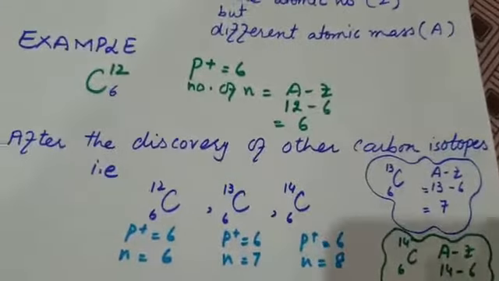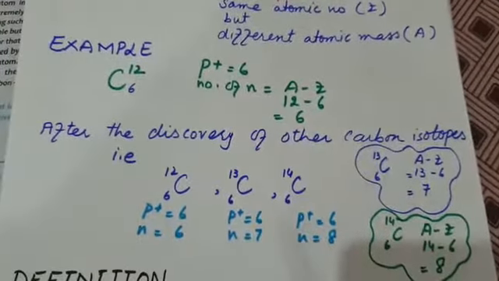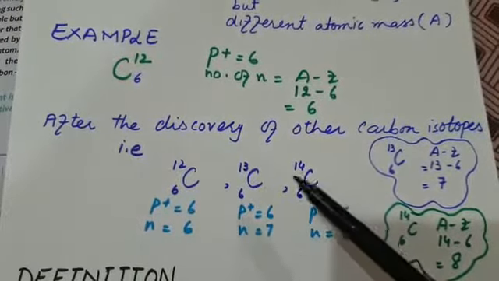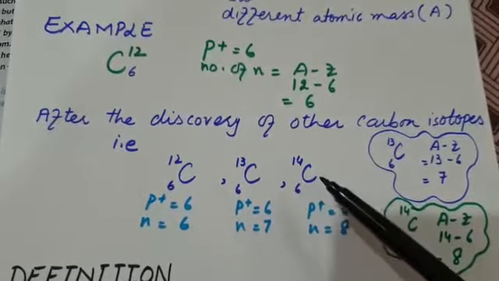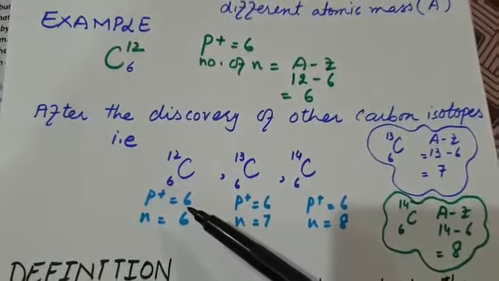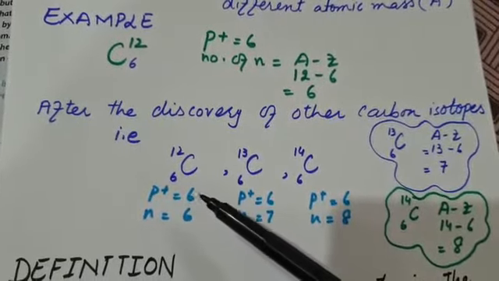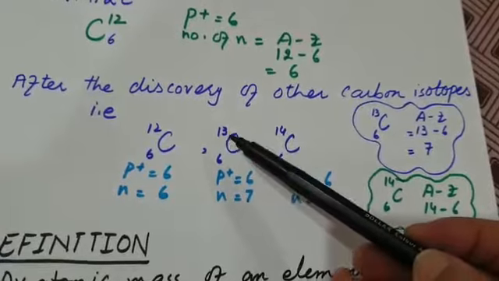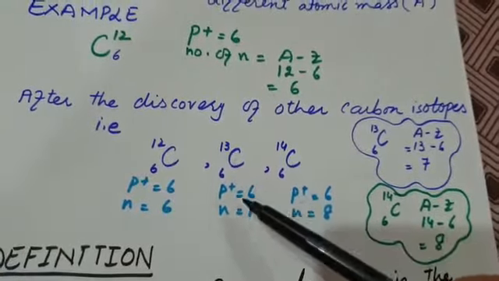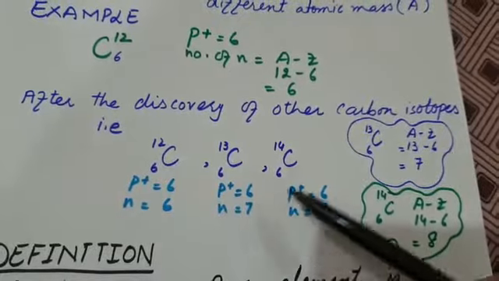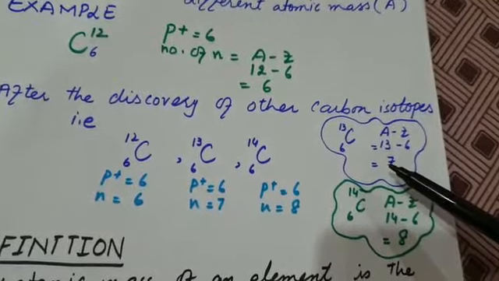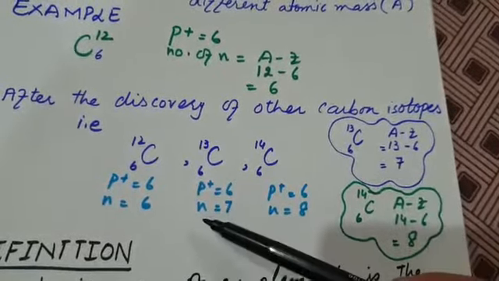But the problem arises when the isotopes of carbon were discovered. You know that we have 3 isotopes of carbon: carbon 12, carbon 13 and carbon 14. In the first, the protons are 6 and neutrons are 6. Similarly, in the second isotope, the atomic number is 6 but the atomic mass is 13. Protons are 6, and when you apply the formula A minus Z, you can calculate the number of neutrons: in the second isotope of carbon, we have 7 neutrons.